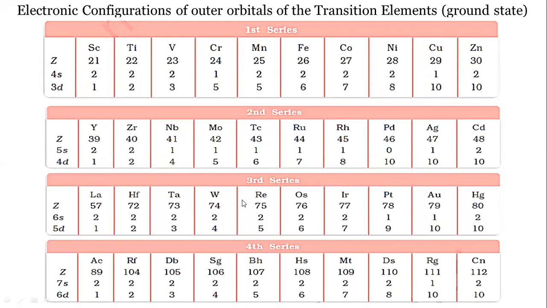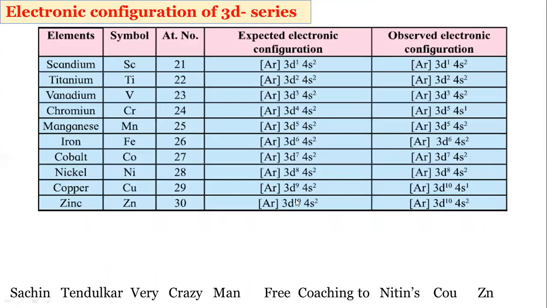Then, 3d is completed, 4d is completed, this is the 5d series. In the 5d series, we can write the electronic configuration 1 to 2, because in the case of Au, that is aurum, gold, only one electron is there. Then in the 3d, 4d, 5d, 6d series, we can see the general electronic configuration is 1 to 2. So the general electronic configurations are shown here.